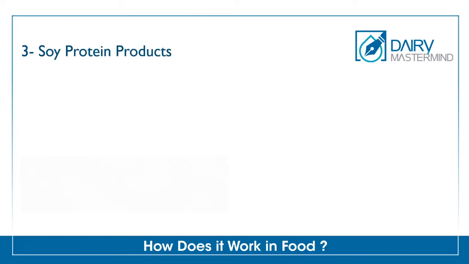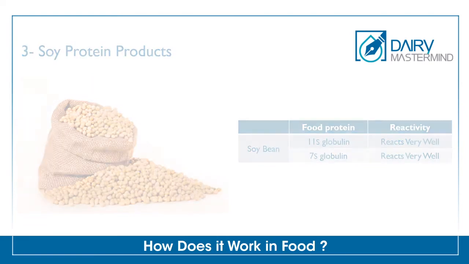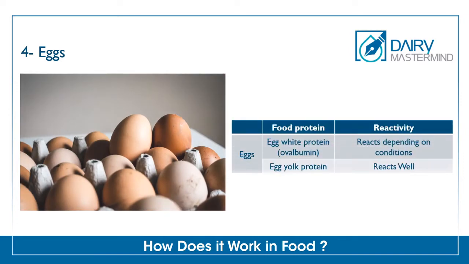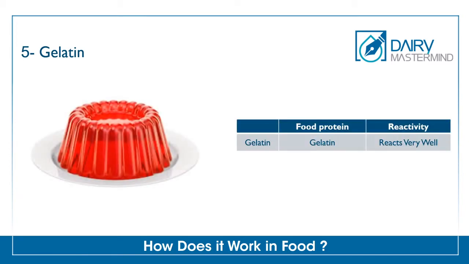Number 3. In soy protein products, globulin reacts very well with TG enzyme. Number 4. In eggs, egg yolk protein reacts well, and egg white protein reacts depending on conditions. Number 5. Gelatin protein reacts very well with TG enzyme.